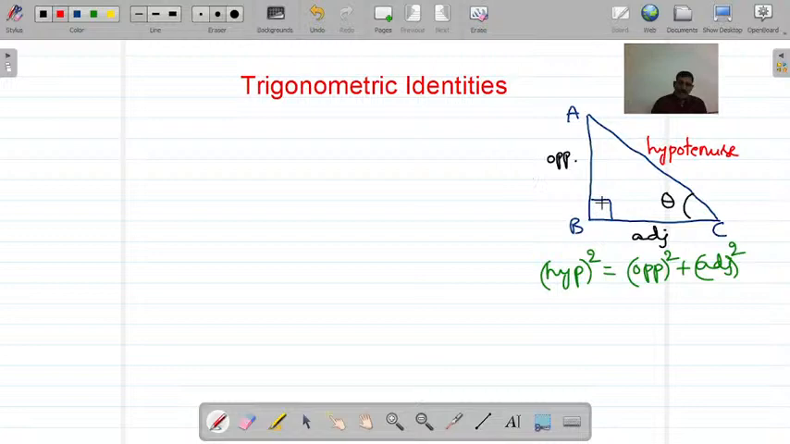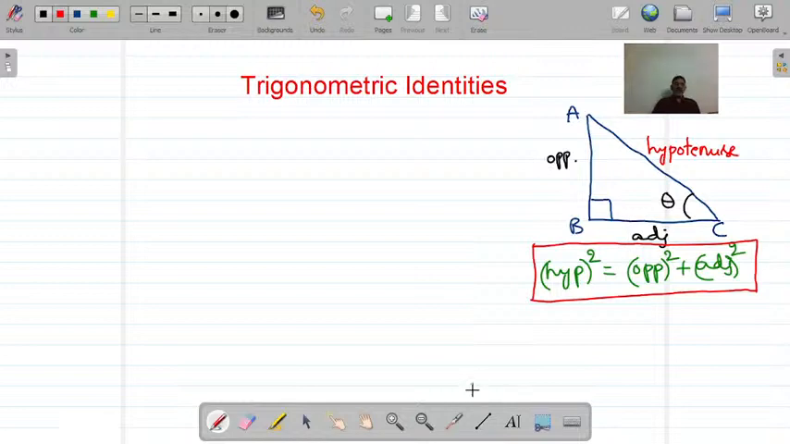Good evening all of you. Now we are talking about trigonometric identities. In this, once again, we are recollecting the Pythagoras theorem result. In a right angle triangle, always we can say that square of hypotenuse is simply equal to the sum of squares of other two sides.